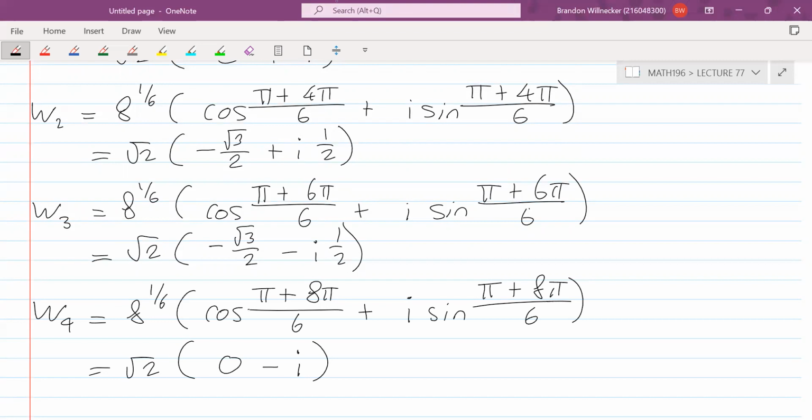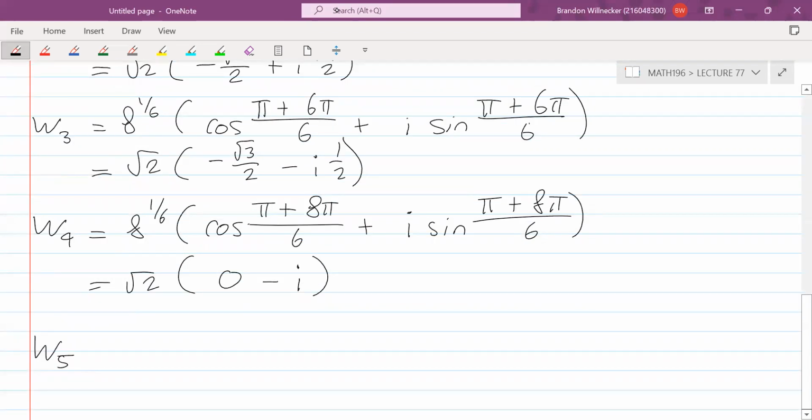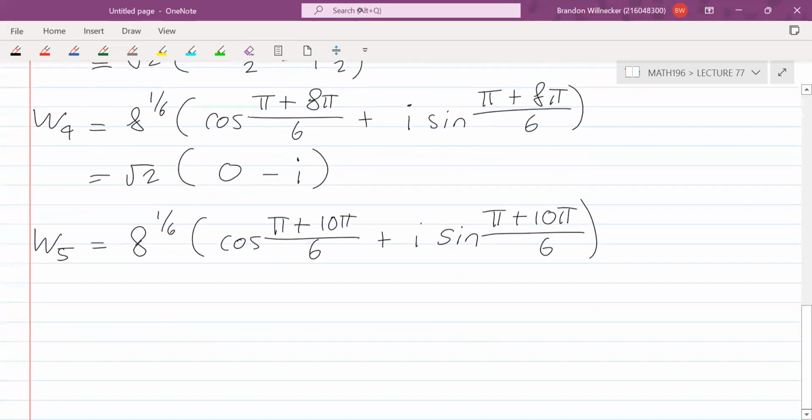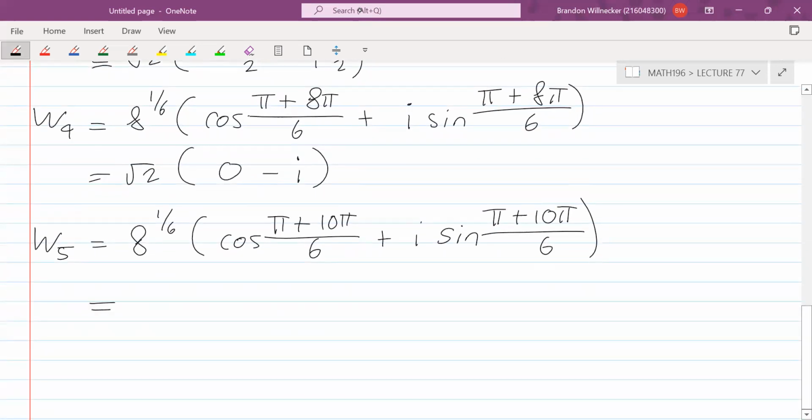Okay, and last one, W5. Because we go up to n minus 1. So W5, 8 to the 1 over 6, cos of pi plus, now k is 5, so it's going to be 5 multiples of 2 pi. So that's 10 pi over 6 plus r sine pi plus 10 pi over 6. And we can simplify this. That's going to be root 2. This is going to be root 3 over 2. And then we're going to have minus r times 1/2.